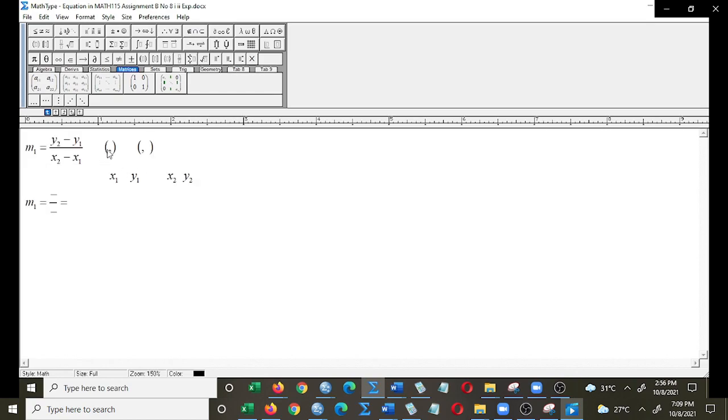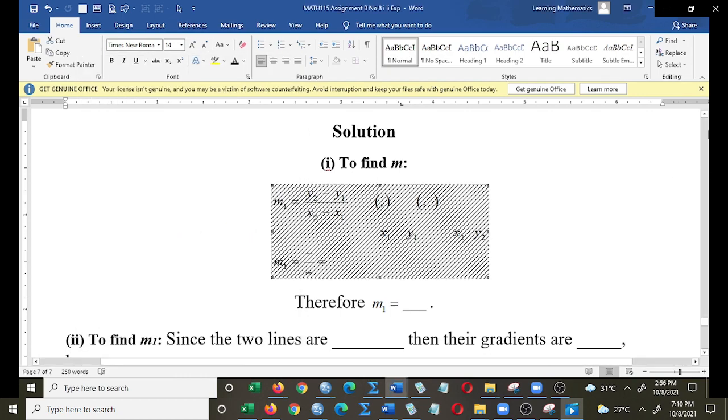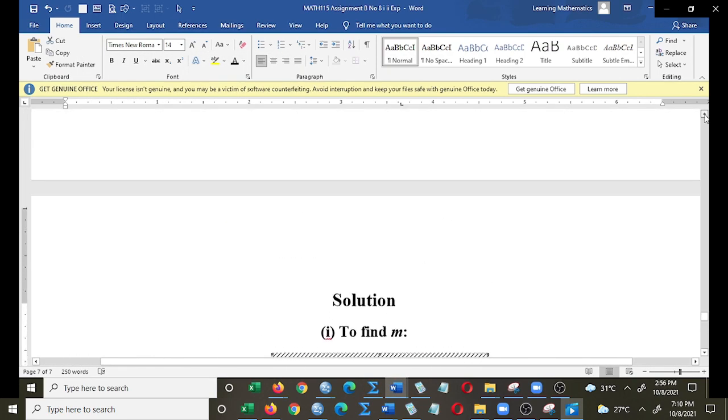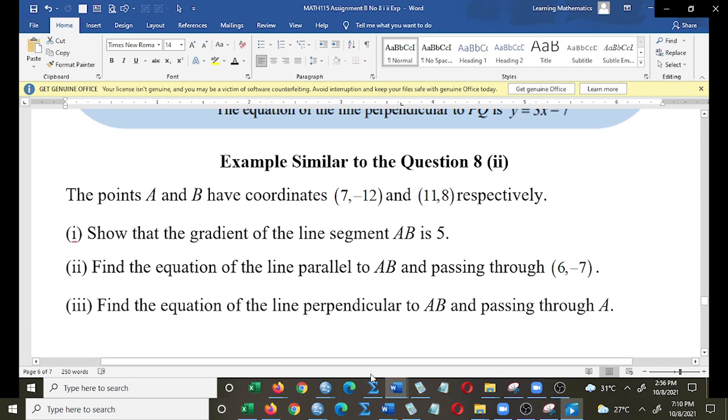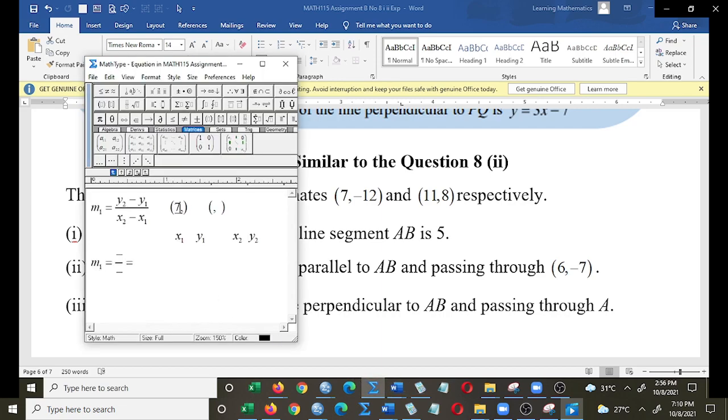Can somebody please tell me what are the coordinates of point A? What are the coordinates of the point A? Because we have to show that the gradient of the line is 5. 7, -12. And B is 11, 8. Okay? So, help me out. How can we find M1? We're supposed to get 5.